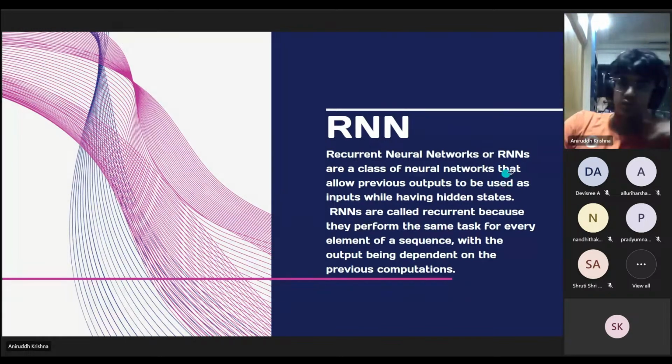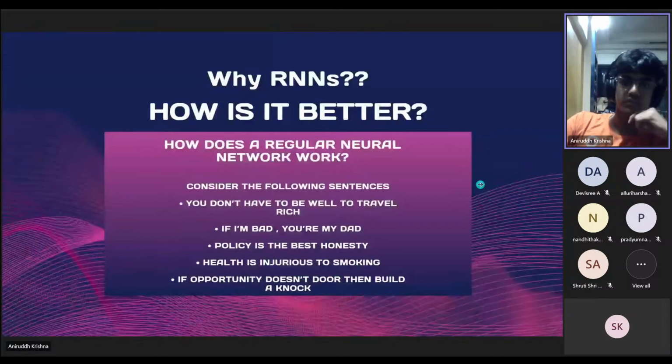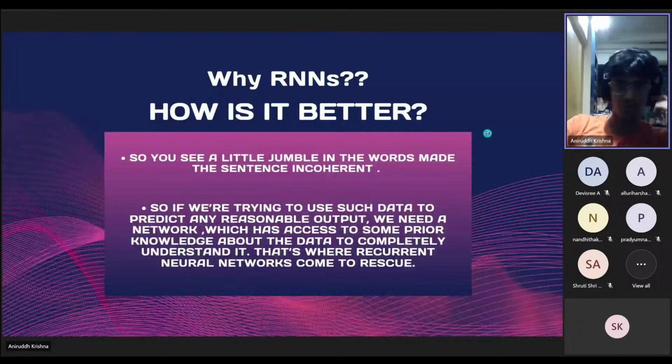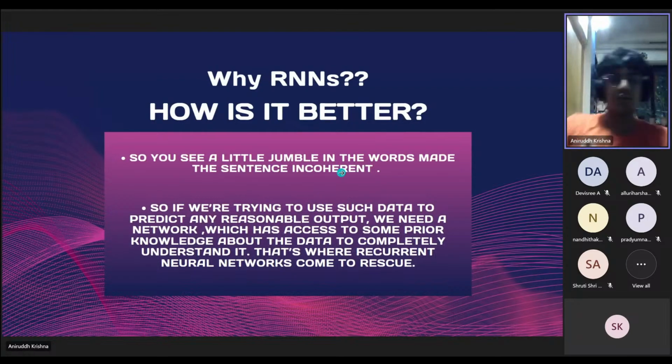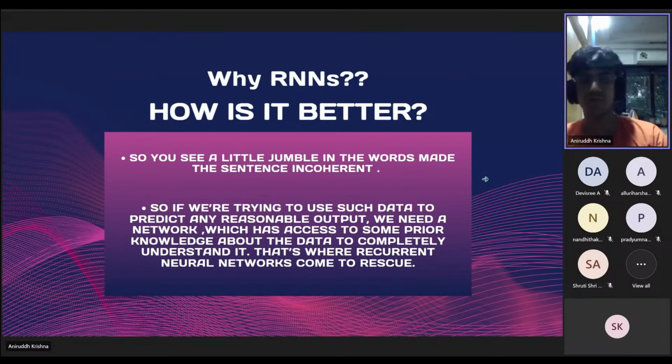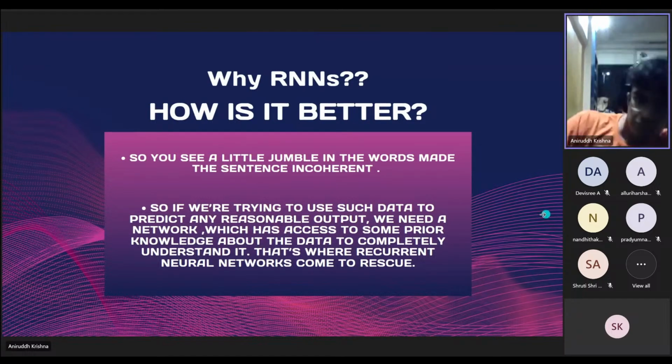As you can see, there's a little jumble in the words which made the entire sentence incoherent. So we cannot predict any reasonable output from this because we need a network which has access to some prior knowledge about the data. That's what I said.